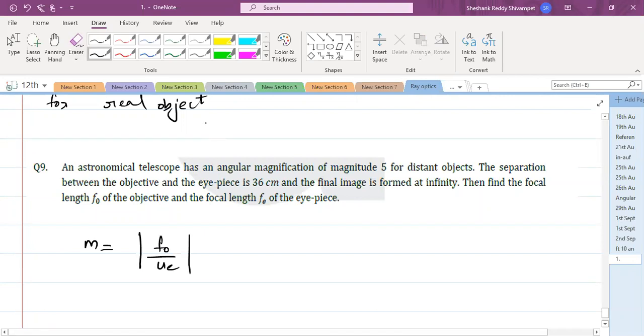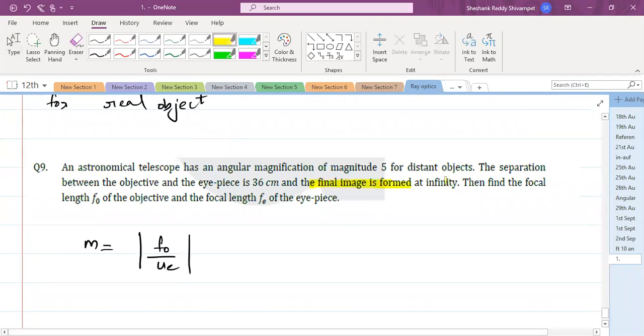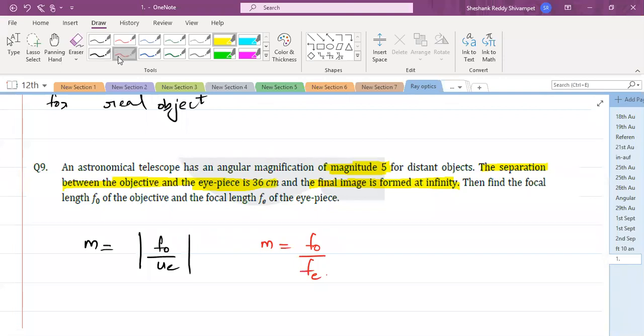Okay, but I think it has been mentioned that it is in normal adjustment. ऐसा कुछ mention किया? Yeah. Final image is formed at infinity. मतलब normal adjustment. So m is equal to f naught upon fe हो जाएगा. Right, and we also have the separation between the objective and the eyepiece is 36 centimeter.